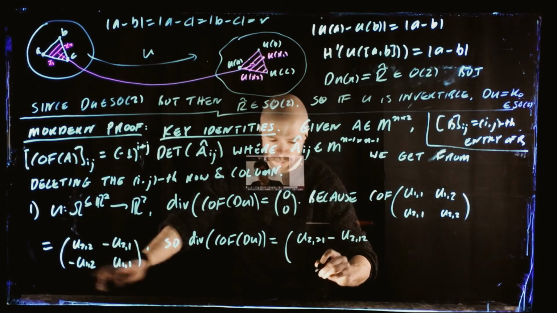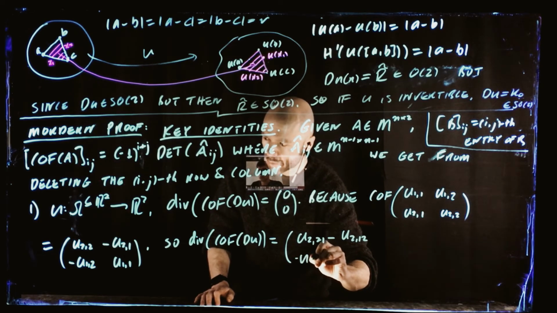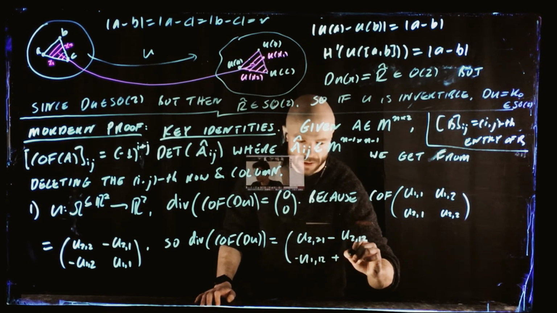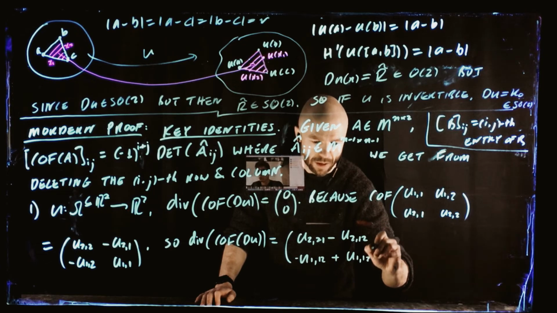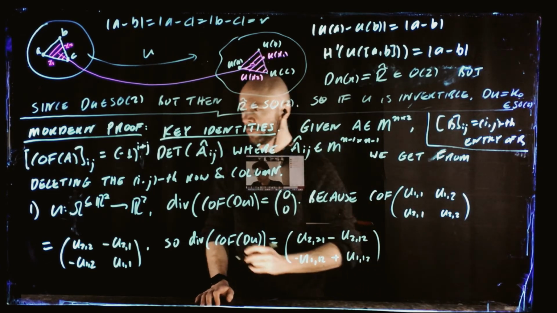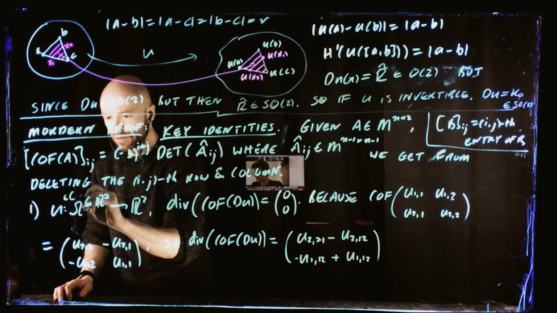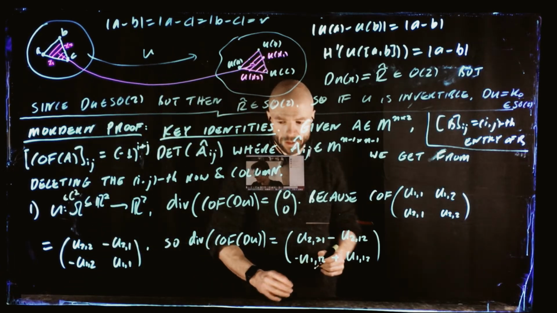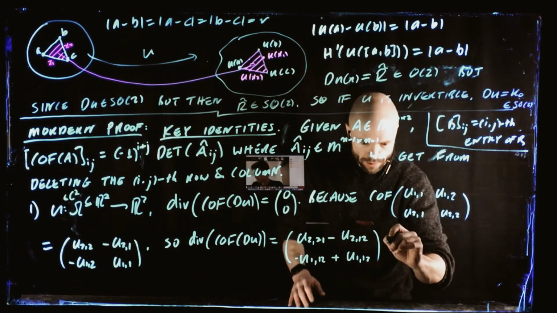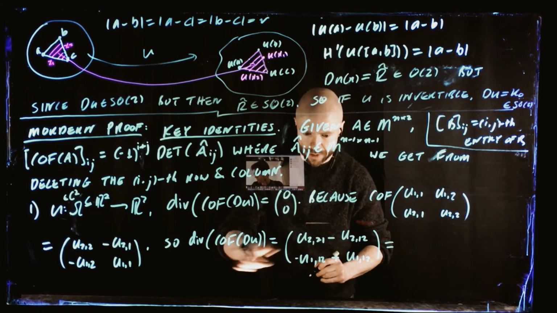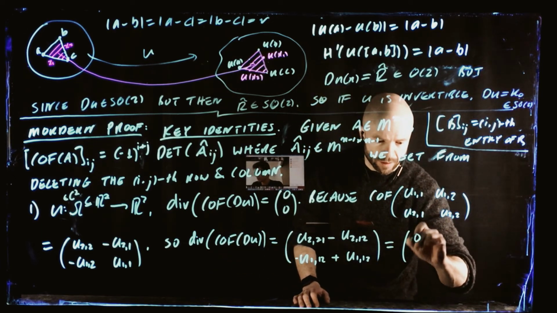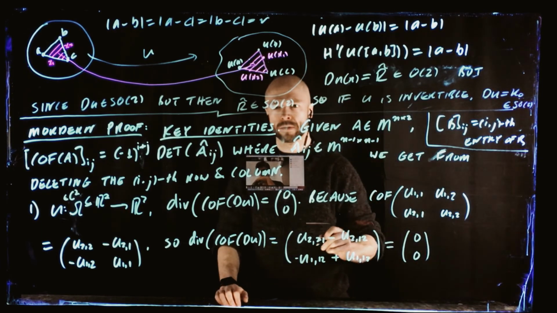And let's do this guy right here. Then it's minus u1 comma 1 2, and then u1 comma 2 1. Right? So actually we need this to be C2 for this calculation. More generally we don't, but just for this special case. And then this is just 0, 0 in both of these entries. Yeah?